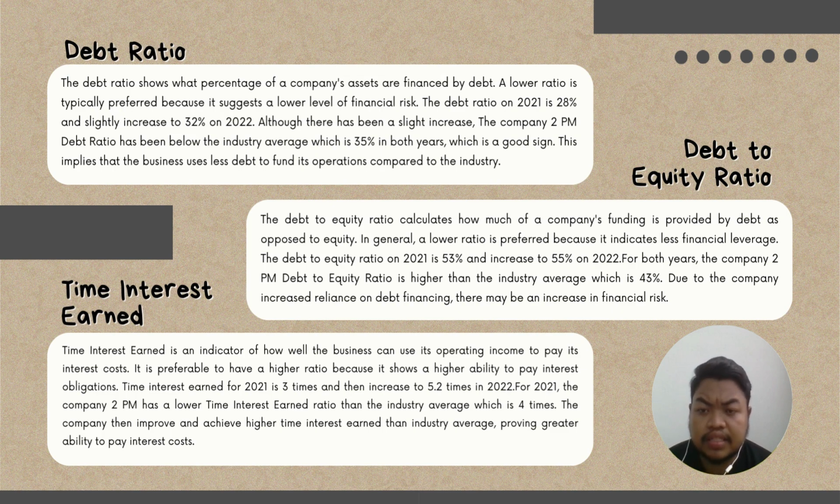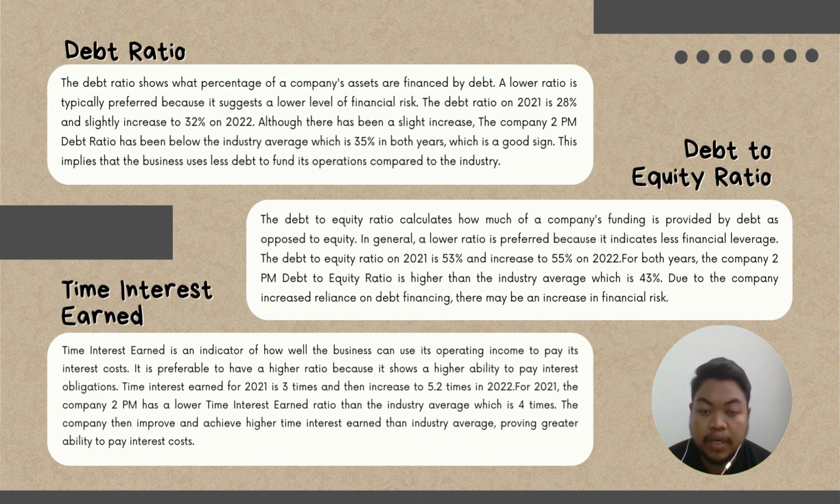The next one is times interest earned. Times interest earned is an indicator of how well the business can use its operating income to pay its interest costs. It is preferable to have a higher ratio because it shows a higher ability to pay interest obligations. Times interest earned for 2021 is 3 times and then increased to 5.2 times in 2022.